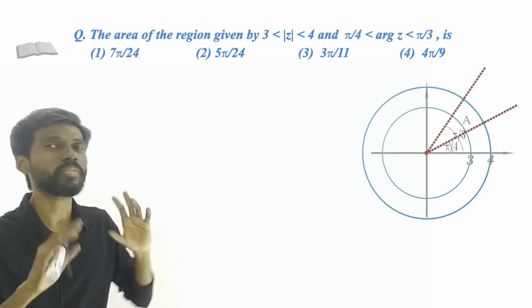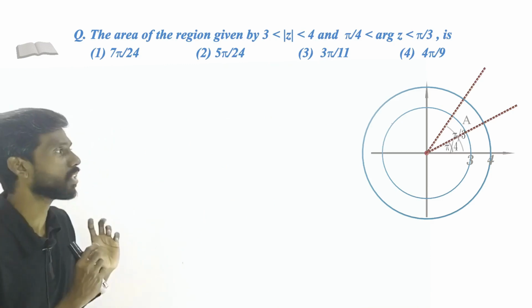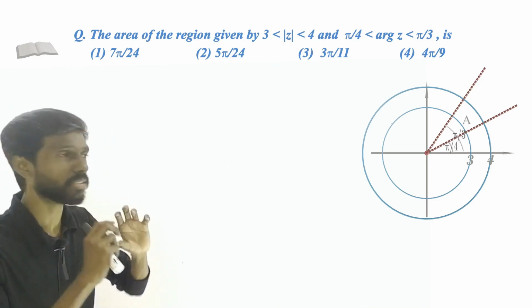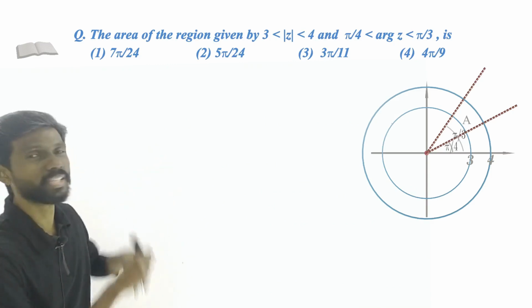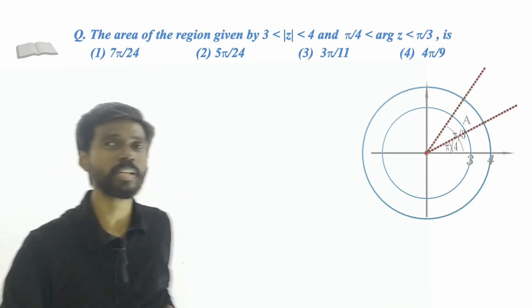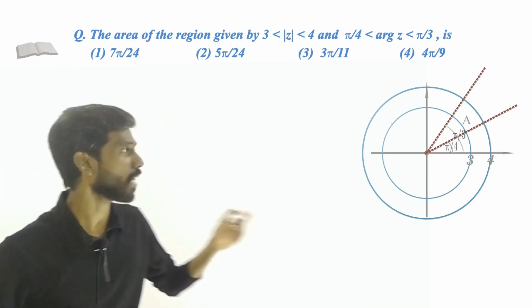Okay, that's all. Now the intersection of these two. So what are the conditions? Our point z lies between these two circles and also between these two rays. That means this is the region, right? That's all. So this is the region whose area we have to find. So that's all. That is very simple, right?